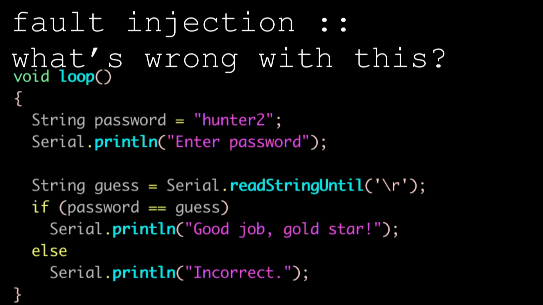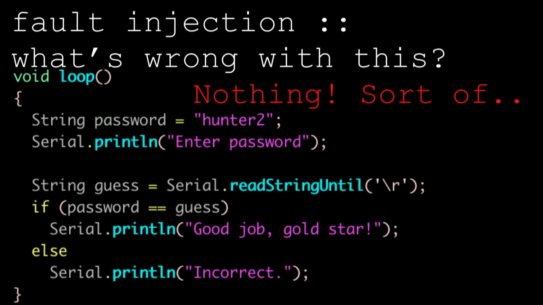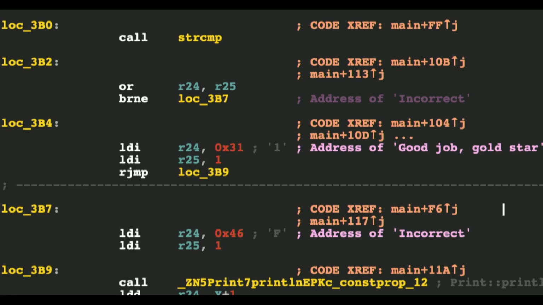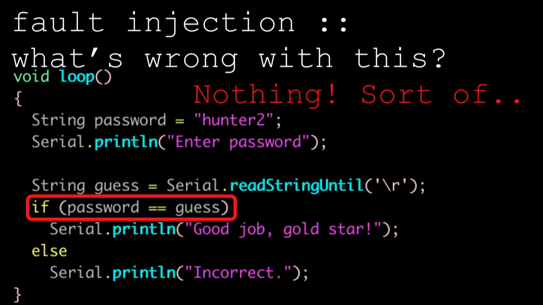Can we do something cool here? What's wrong with this code? Nothing. Except, how does this happen? So we looked at password equals guess before, and that was the string compare that we saw. But if we take a higher level look, we can take a look at the assembly instructions here. So we have our call string compare at the top, which is comparing our function.